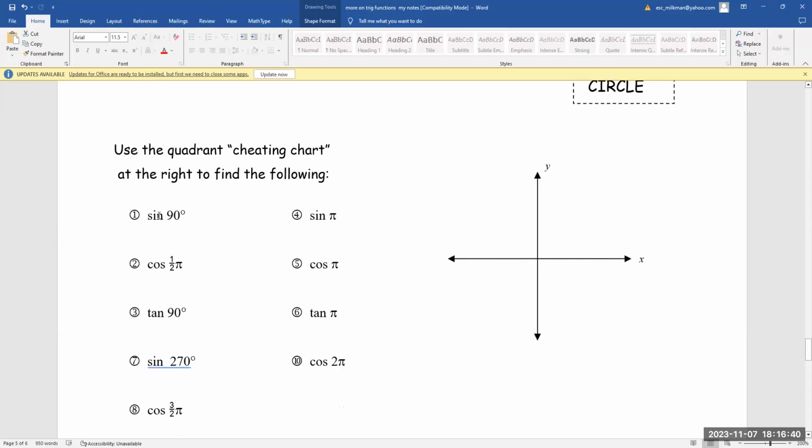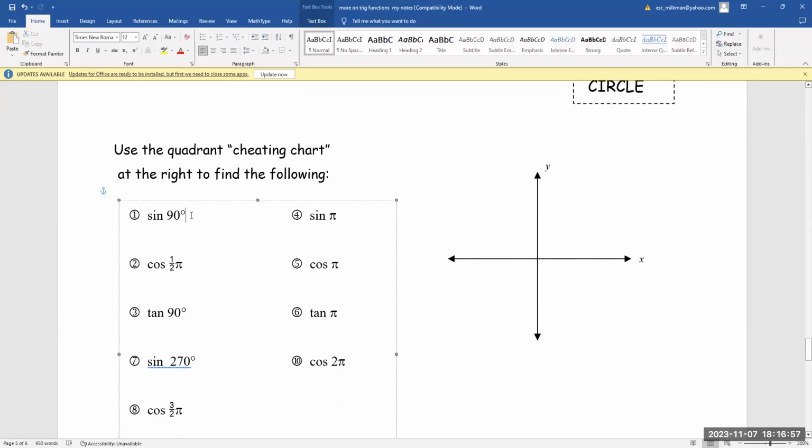So if I want the sine of 90 degrees, I know that 90 degrees terminates up here. And I go, well, if I were going to label this point up here 90 degrees, I would say that was a y value of 1. And so that's my answer. The sine of 90 degrees is 1. And I don't do any other calculations other than looking at my y value.